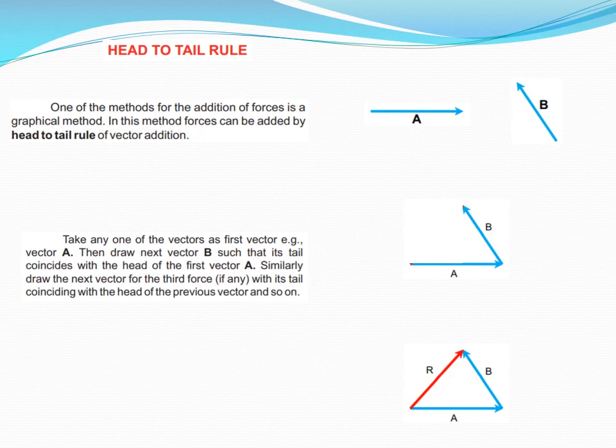Take any one of the vectors as first vector, for example vector A. Then draw next vector B such that its tail coincides with the head of the first vector A. Similarly, draw the next vector for the third force, if any, but in this case there are two forces A and B. So we get a resultant vector.